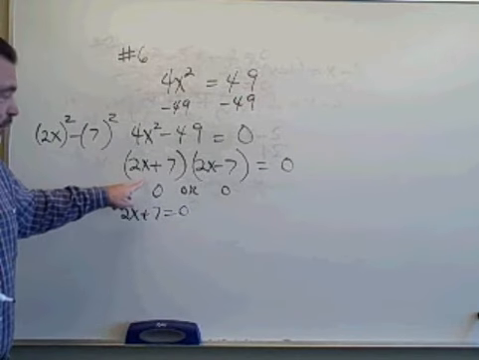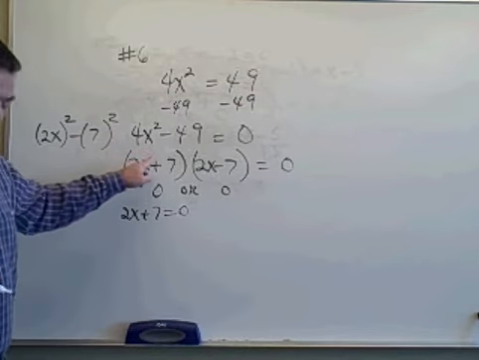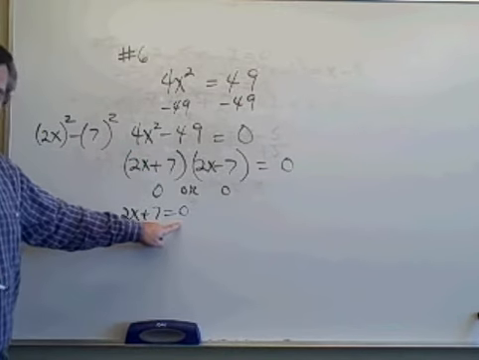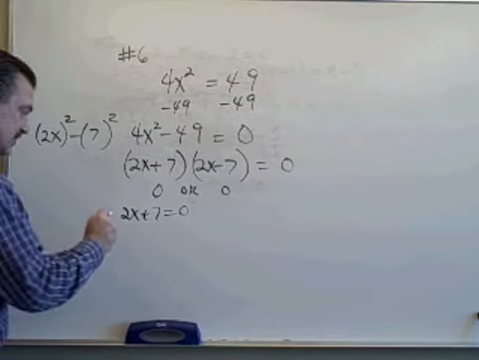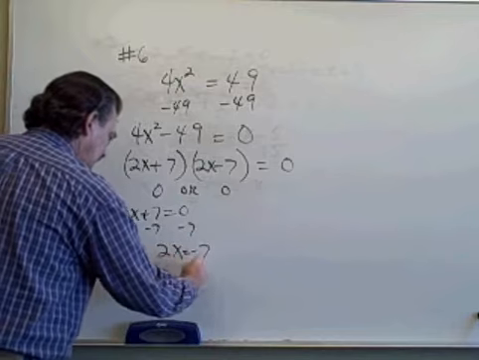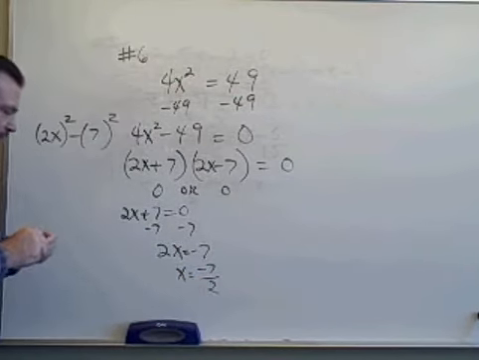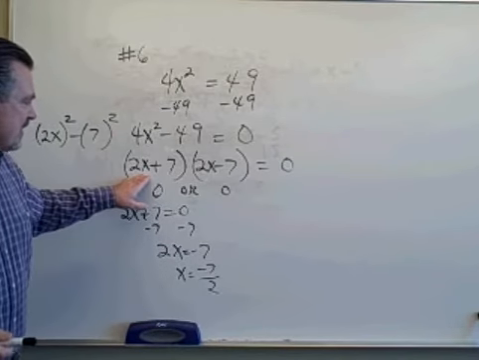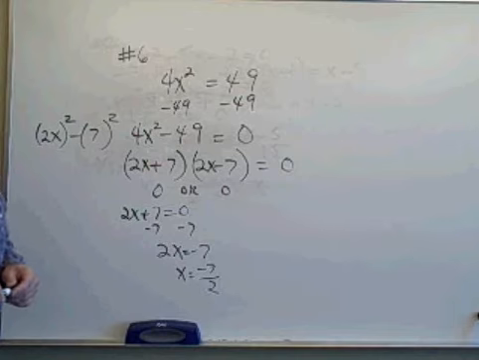If I want to know what value I could put in for x that would make this quantity become 0, set it equal to 0 and solve that linear equation, which I would do by first subtracting 7 from both sides, right? And then dividing both sides by 2. So if x was negative 7/2, this quantity would become 0. That's one of my solutions.